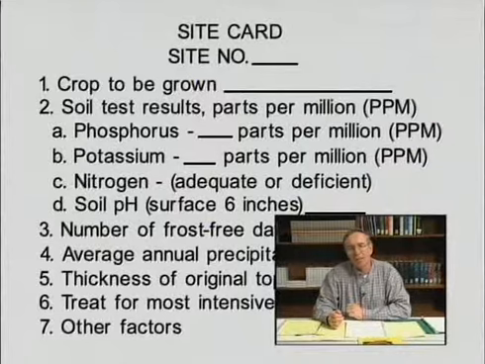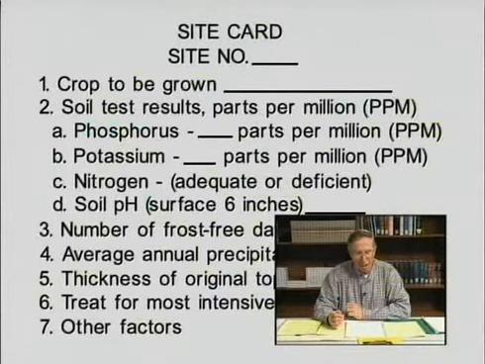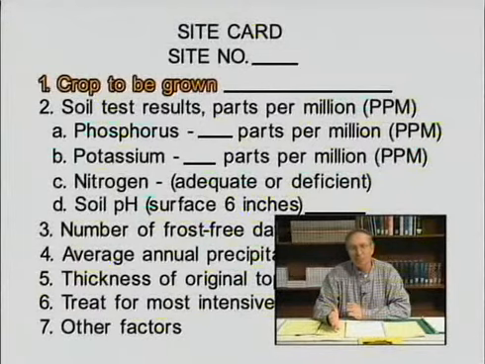On page 3, it talks about the site card and what information would be included on that site card. And I want to review this briefly with you and what utilization you will make of that information on the site card. At first, information is given to you on what the intended use of the site is, or in this case it says the crop to be grown.